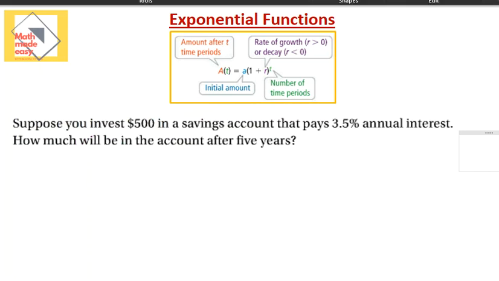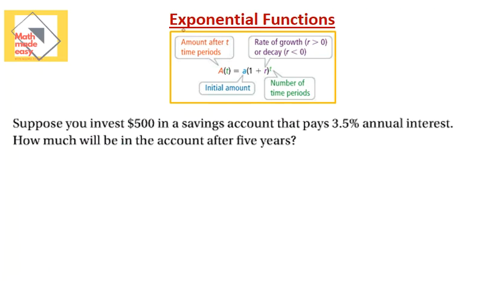This rule indicates that for any amount after t period of time, A of t, now A of t is the name of the function. So the amount after t time is equal to a, and a here is the initial amount, multiplied by 1 plus r, and 1 plus r is the growth factor, which is equal to the rate plus 1, to the power of t, which is the period of time.